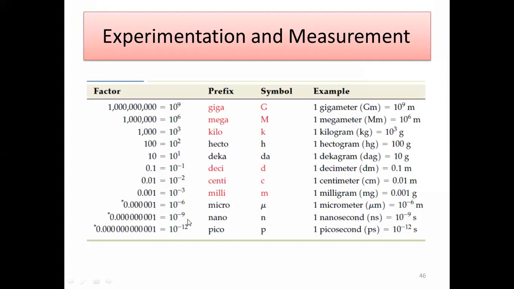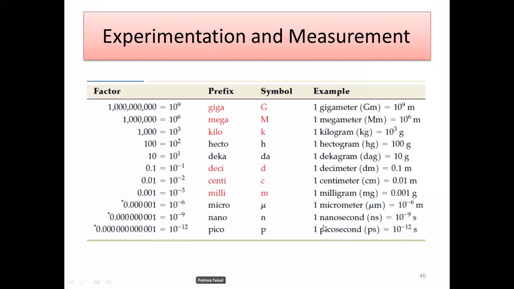So exponent minus 9, it is the nano. Whenever nano is written, it gives you the information that it means exponent minus 9. So 1 nanosecond is equal to exponent minus 9 second. And similarly, 1 picosecond will be equal to exponent minus 12 second. So this is easy to understand.